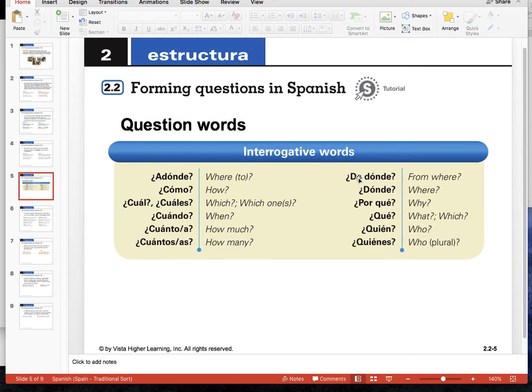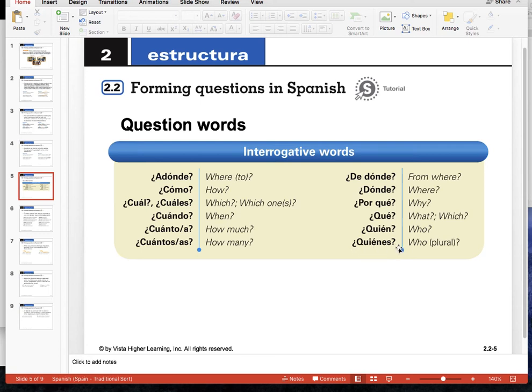¿Cuántas? ¿De dónde? And we know this one from the very beginning of the course when we'd ask, ¿de dónde eres? Right? And you say, soy de Brooklyn, or soy de El Bronx, etc. ¿Dónde? ¿Por qué? ¿Qué? ¿Quién? ¿Quiénes?